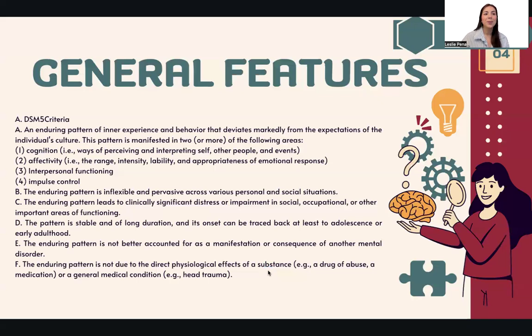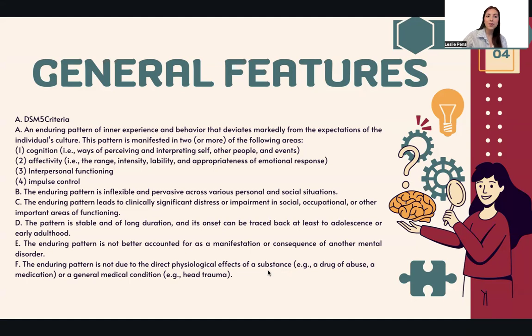Okay, so some general features for personality disorders are that a personality disorder is an enduring pattern of inner experience or behavior that deviates markedly from the expectations of the individual's culture. This pattern is manifested by two or more of the following areas: cognition, affectivity, interpersonal functioning, or impulse control. The enduring pattern is inflexible and pervasive across various personal and social situations. The enduring pattern leads to clinical distress and impairment in social, occupational, or other important areas of functioning.